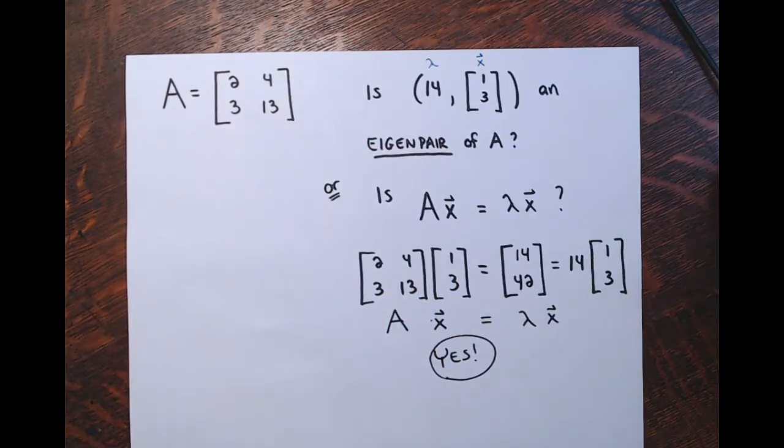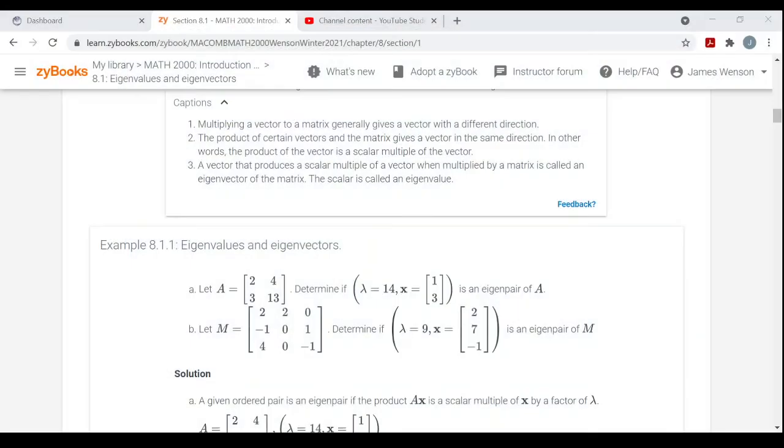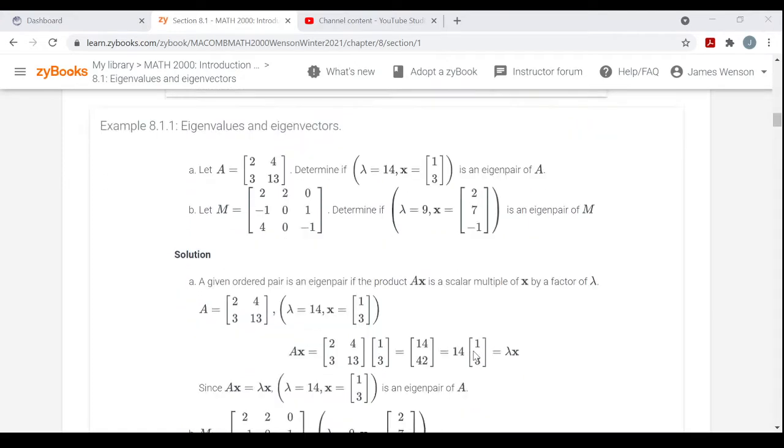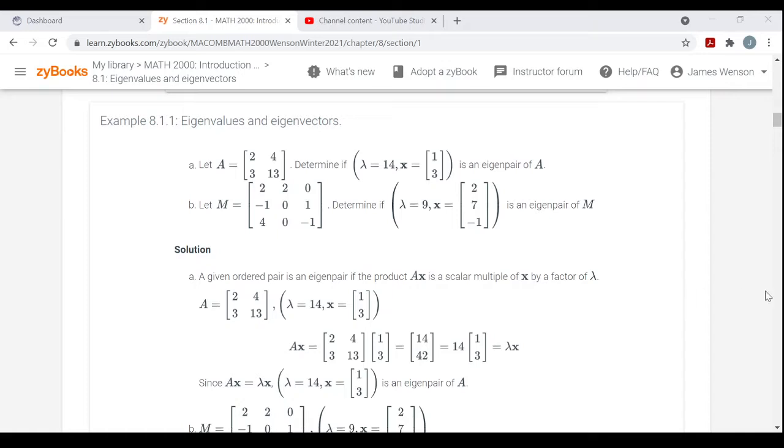All right, you're going to hear the part of the word eigen a lot in this chapter. So again, see they did that multiplication, and oh look, it ended up being the same. 14 times that vector. Alright, so I'll do the next one as well.